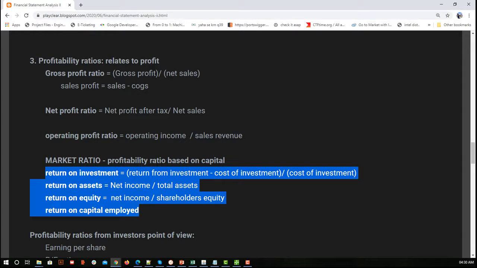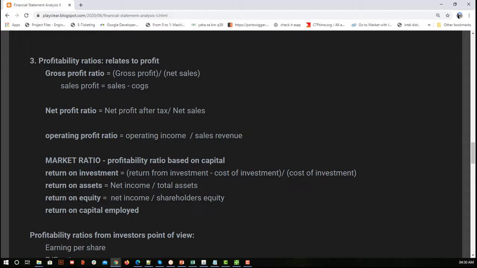So all these things that we are going to study, these five things, are known as market ratios. So what does it say? Return on investment. Here we'll focus on every dollar that I am spending, what is my return on that value. So for that we use this ratio.